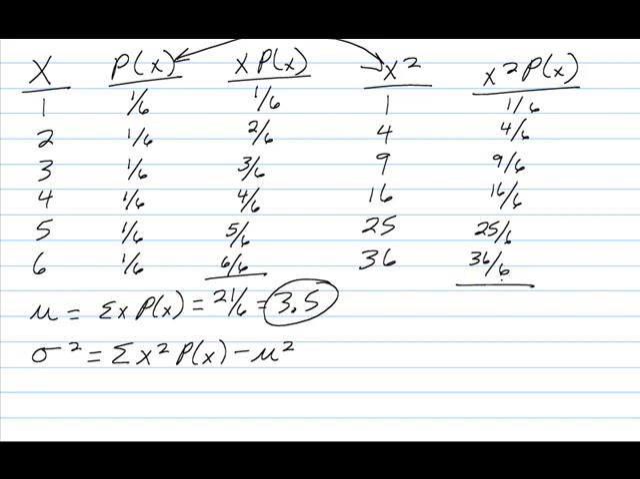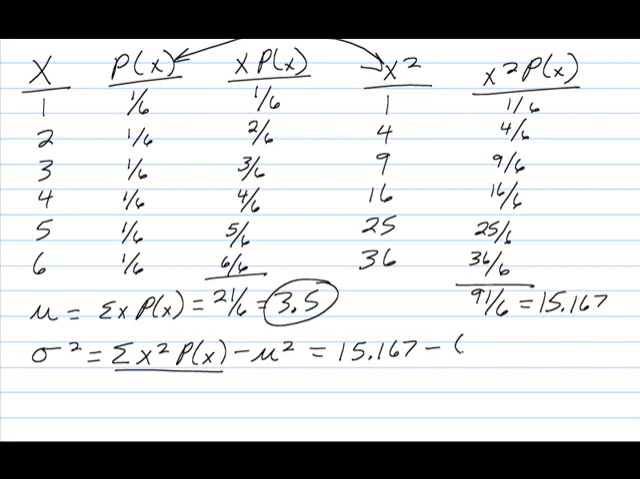So when you sum this column, you get 91/6, which is the sum of x squared times p of x. And that is 15.167. So keep in mind you're not done here. That is the first part of this equation. So that is 15.167. That is only the sum.